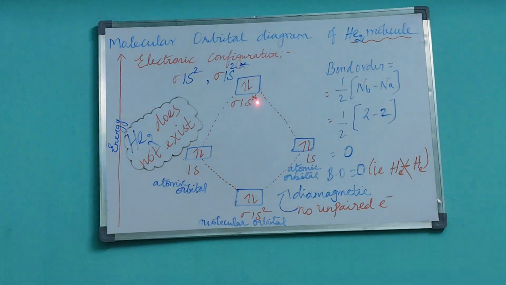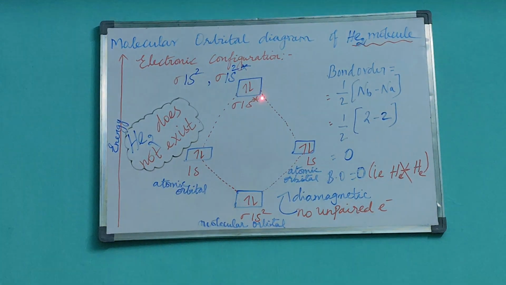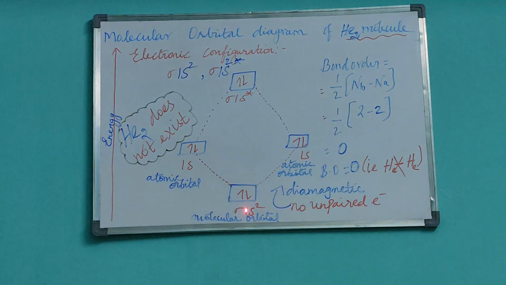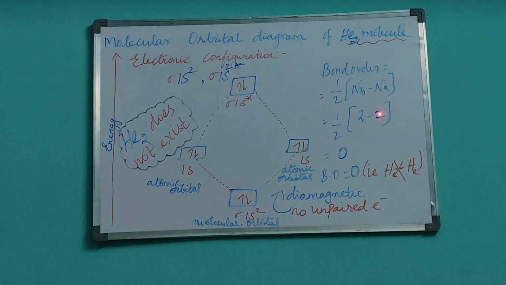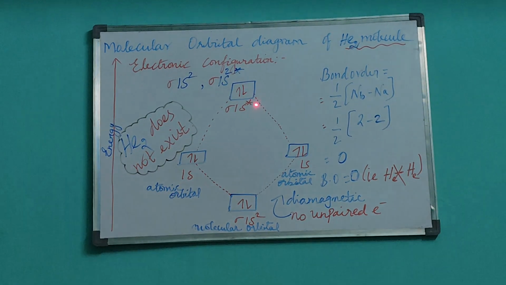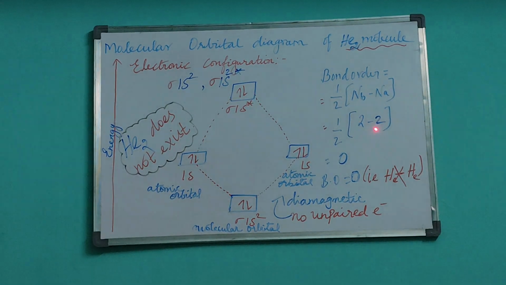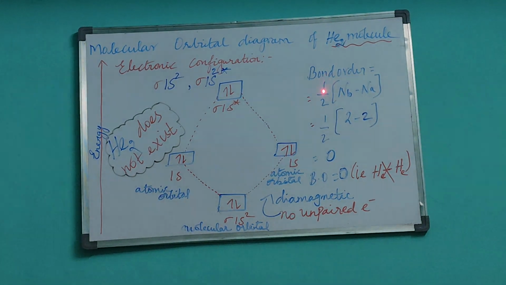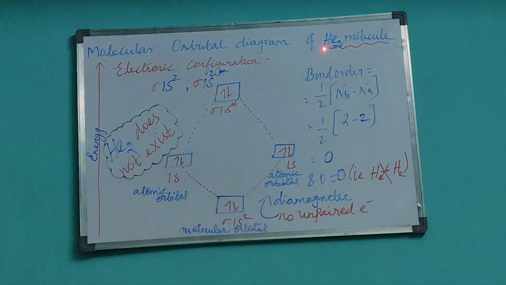As I said earlier, this star represents the anti-bonding molecular orbital electrons. The one which does not contain a star is a bonding molecular orbital electron. So the number of anti-bonding electrons is this one. So it also contains 2 electrons. So on solving this, we have 0. So we have bond order will be 0 for the helium molecule.